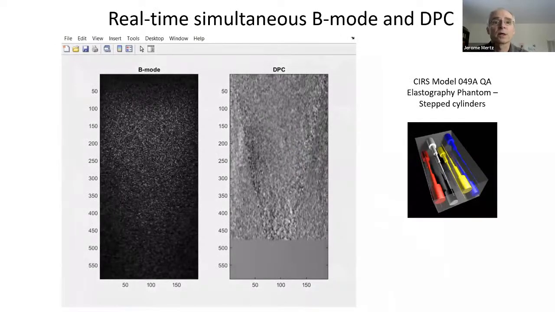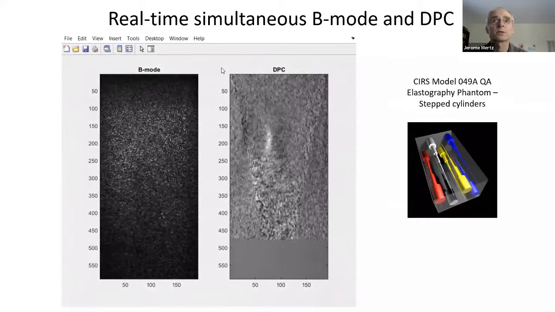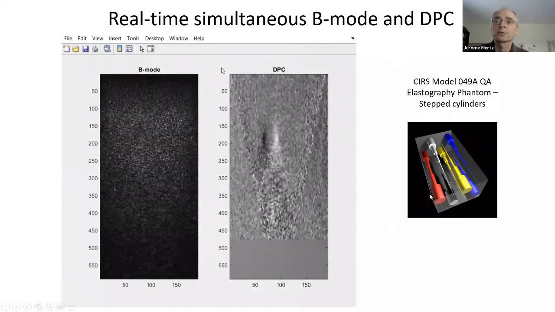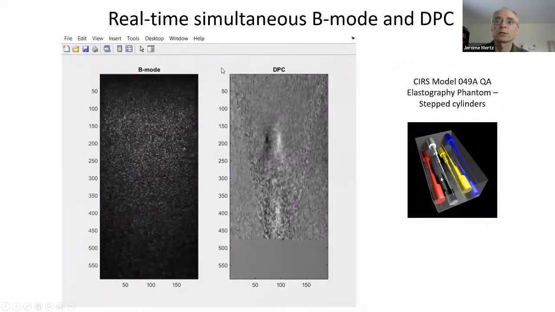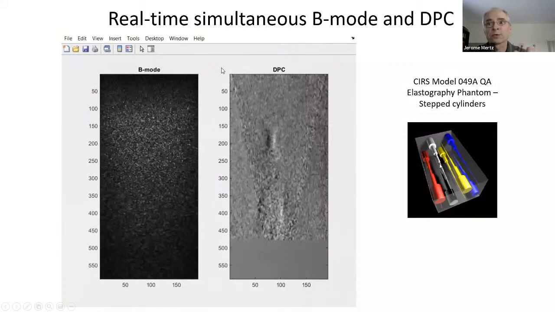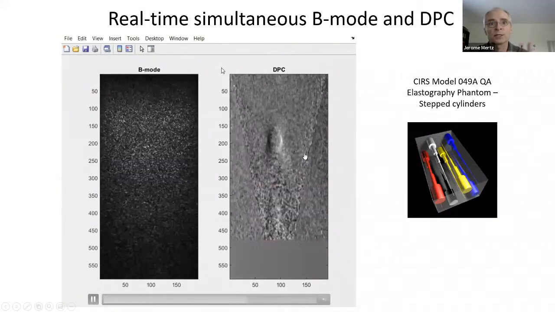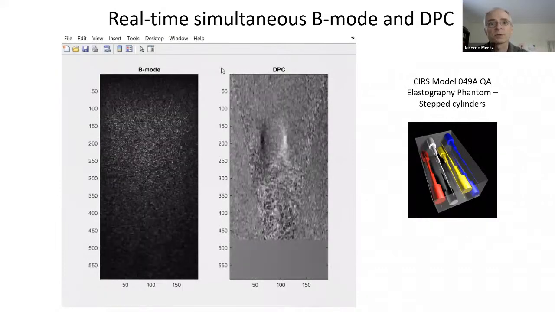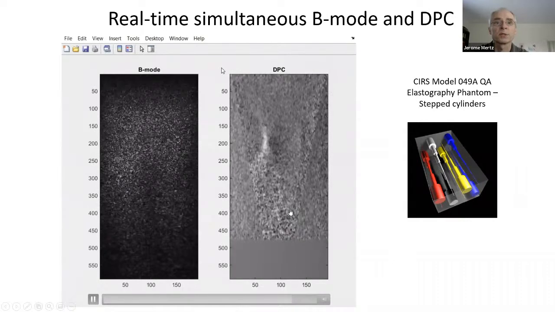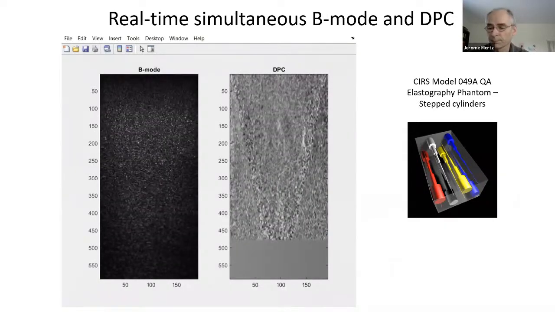Finally, I'd like to show that with just a very, very standard computer, no GPU or anything, we can do simultaneous B-mode and DPC imaging. Here we're looking at an interesting phantom which has step cylinder inclusions, and we're taking our ultrasound probe and gliding over the different diameters of these inclusions, and you can see these inclusions are changing size as we glide over the different cylinders. There were actually two, one on top of the other in this image. And now we slide that inclusion away.